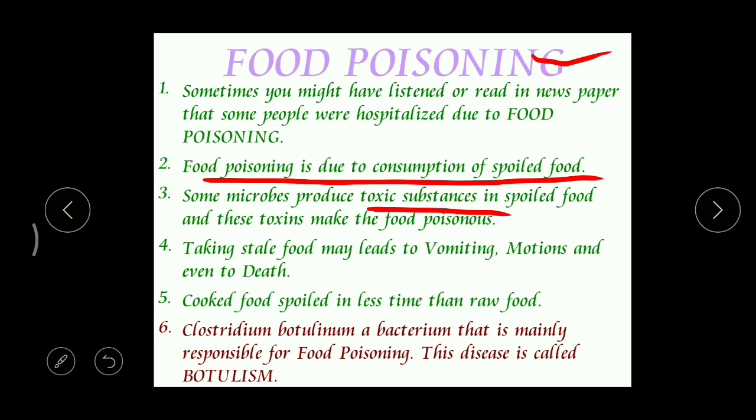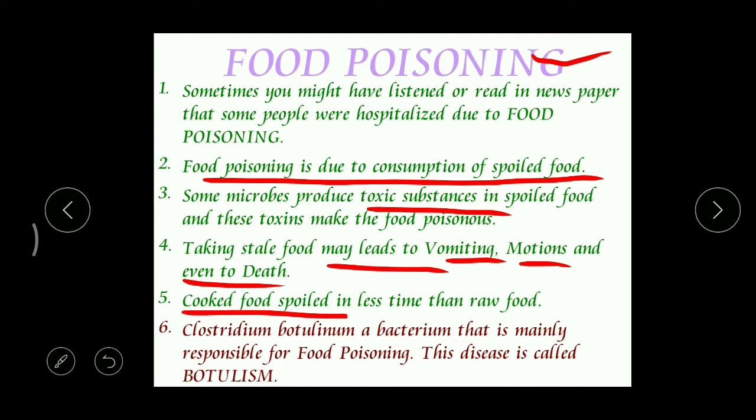And when food poisoning takes place, we can find symptoms like vomiting, especially vomiting, then motions, and if it is not treated in time, it can even lead to the death of that person. Got it? That's why we should be very, very careful in taking stored food material. It is always better not to take stored food.